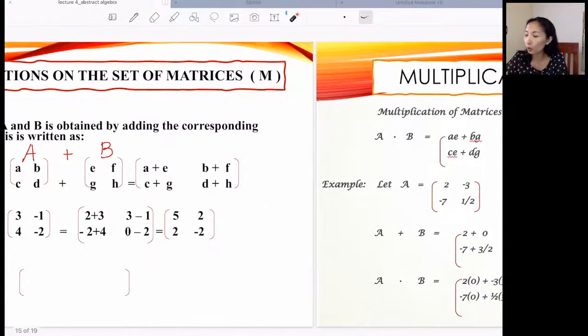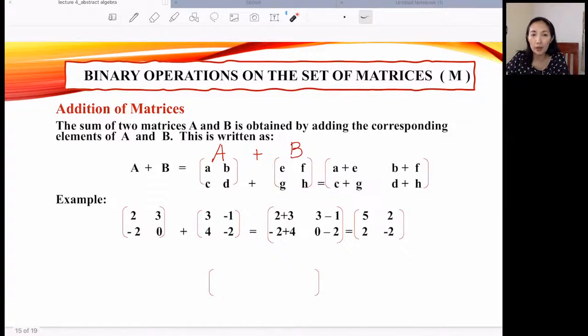Now, before we proceed to the next operation, let me ask you, how shall we justify closure here? Okay, first condition is satisfied. The operation is well defined. How do we add matrices? We add corresponding elements. Okay, but first of all, sizes must be equal. Now, how do we justify closure property?